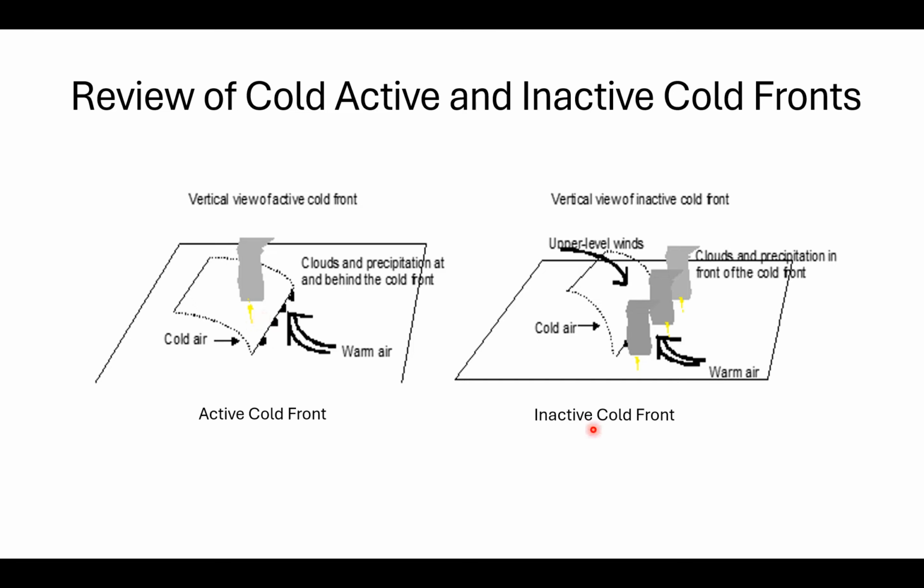With an inactive cold front, it's fast moving. Generally, the colder air is moving the front at a quicker speed. The winds in the upper levels are more perpendicular to the front, and this warm air is lifted rather abruptly, and that results in clouds and precipitation well in advance of the inactive, fast-moving cold front.